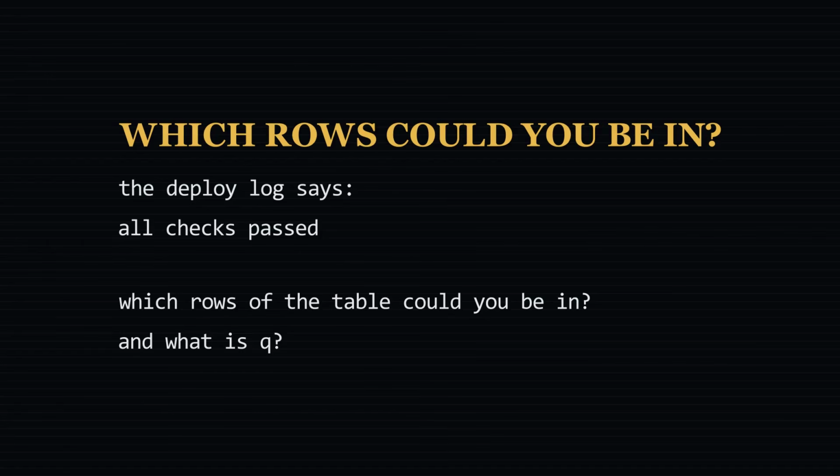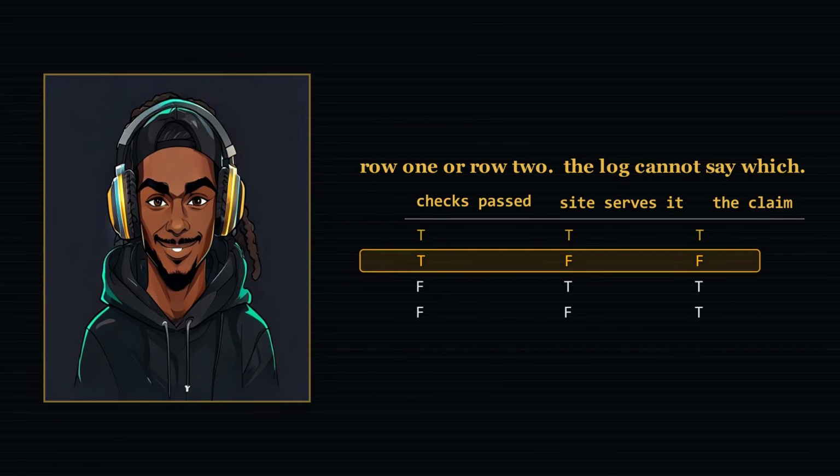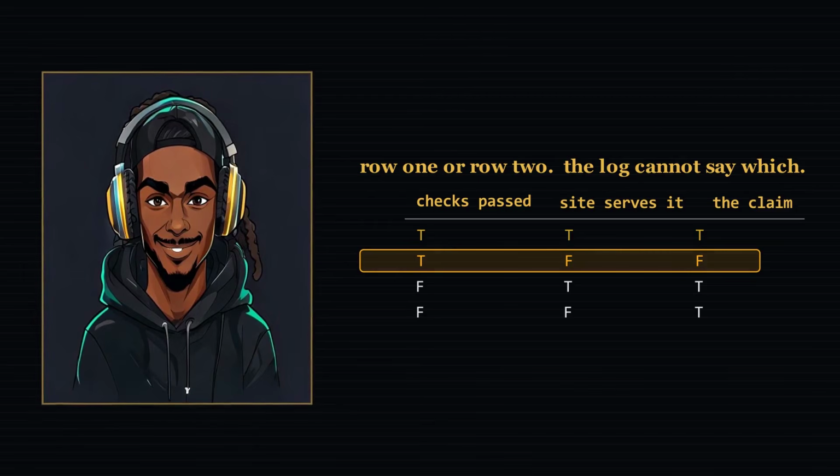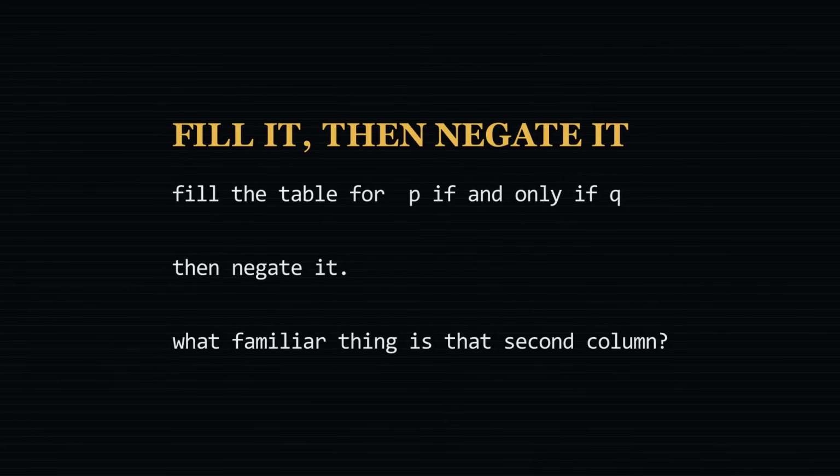Right hand on the Bible, sacred oath. Sworn in, born again. P is true, so rows 1 or 2. Q is whether the site actually serves the new build, and you have not looked at it yet. You are in row 1 or the amber row, and the log cannot tell you which. Go load the site. Third, fill the table for P if and only if Q, then negate it. What familiar thing is that second column?